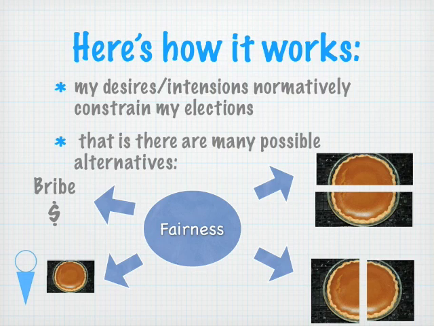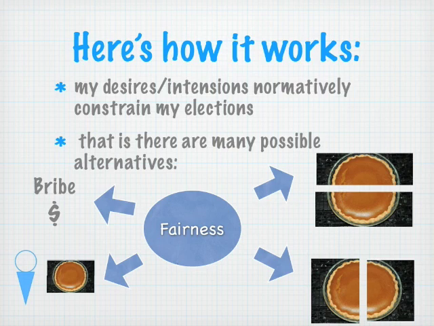I've got 2 kids, 1 pie. How am I going to make both of the kids happy? All right, so my desires and my intentions normatively constrain my elections at this point. What this means is there are inevitably many, many possible alternatives to satisfy my desires and the kids' desires. I'm just going to put 4 of them here to represent all of them, but there's thousands of them, right?